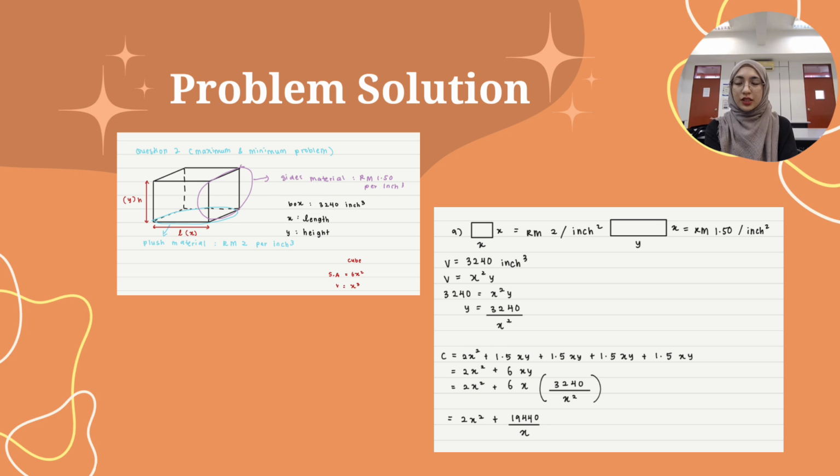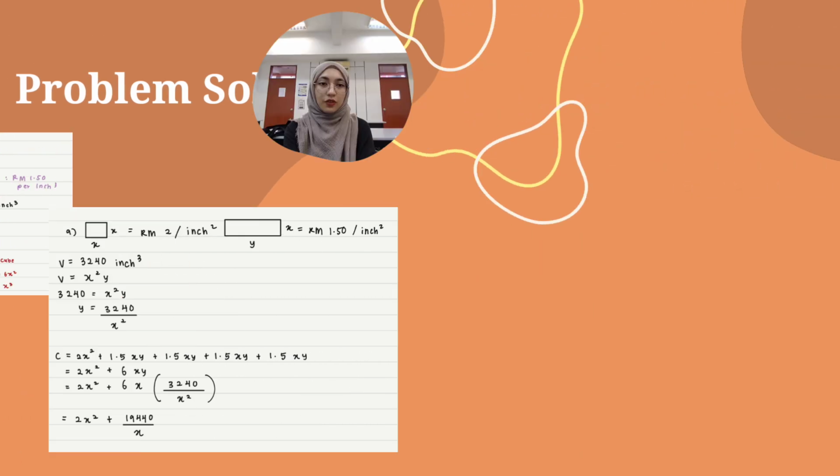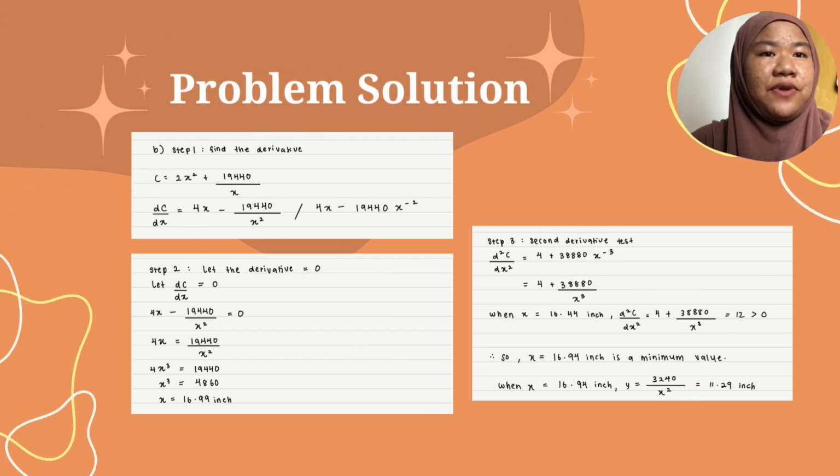After that, we can substitute y with 3,240 over x squared into the cost equation. Simplify the fraction, and the final cost equation is C equals 2x squared plus 19,440 over x. This equation represents the total cost in terms of x. Question B asks to find the dimensions that will minimize the cost.